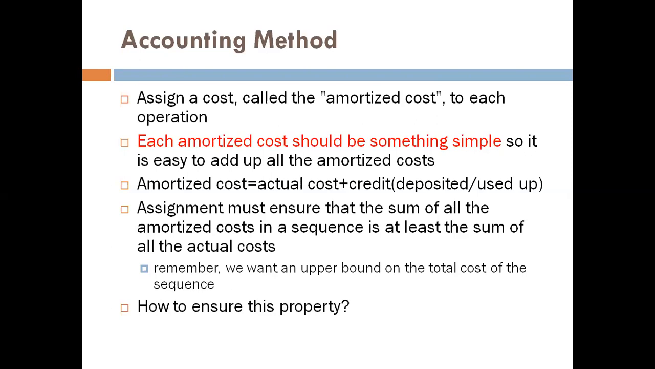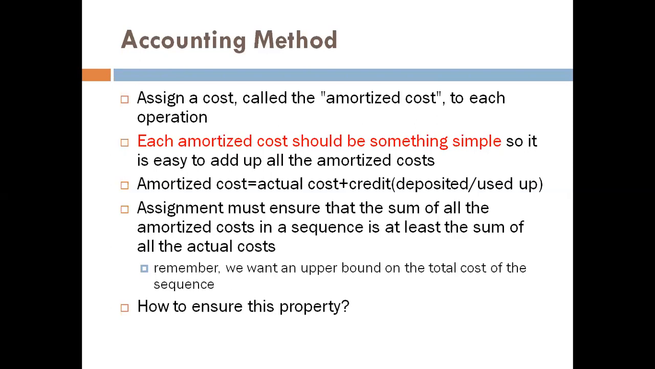When an operation's amortized cost exceeds its actual cost, the difference is assigned to specific objects in the data structure, and we call that a credit. It means here amortized cost is equal to actual cost plus credit. We assign some value other than the actual cost, and that is nothing but the amortized cost.